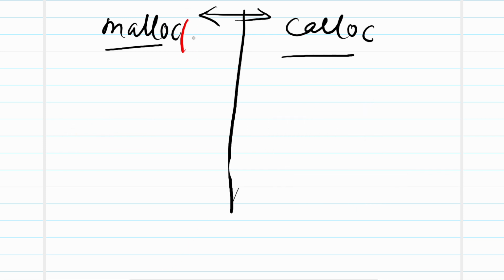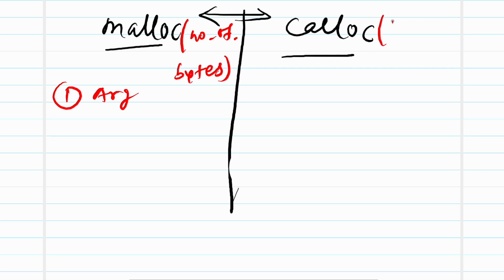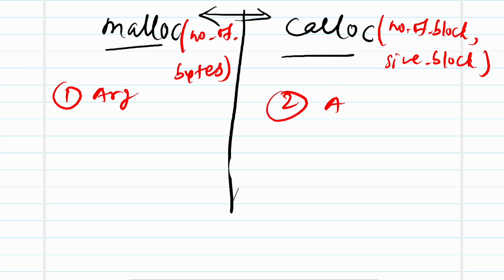And malloc takes just one argument, right? The number of bytes. How many bytes of memory you want to allocate? So it takes just one argument, correct? But calloc accepts 2 arguments. One is the number of blocks, how many blocks you want to create memory for, and the other is the size of each block. I'm just writing size of block. So it takes 2 arguments to allocate memory.